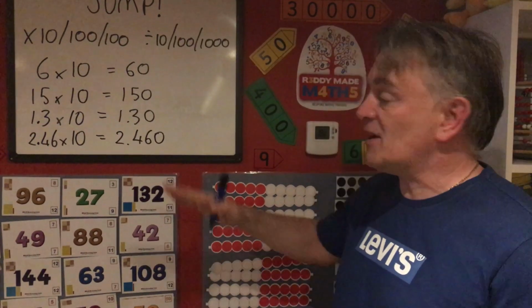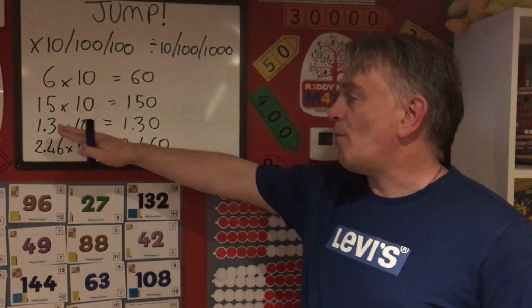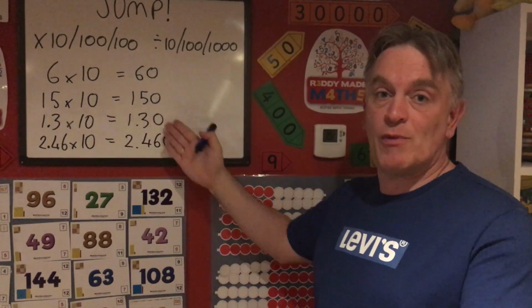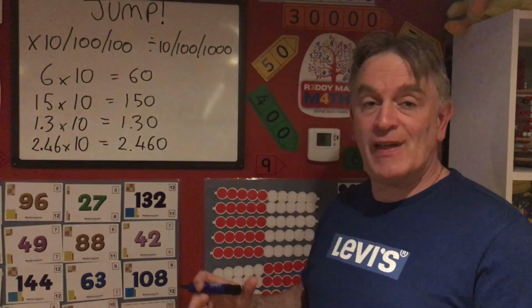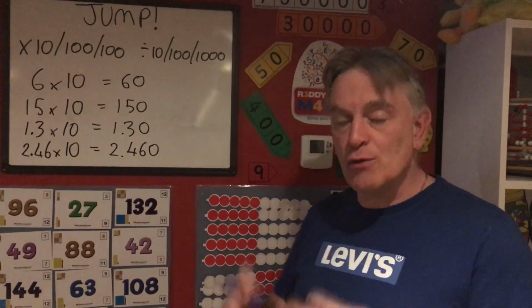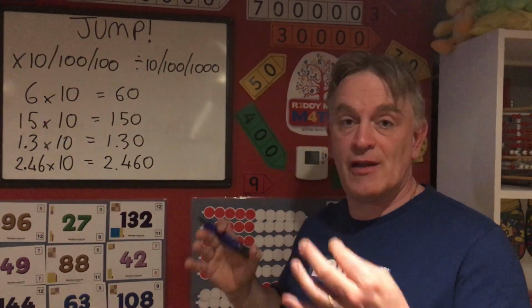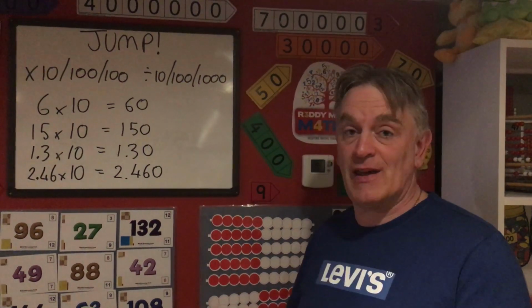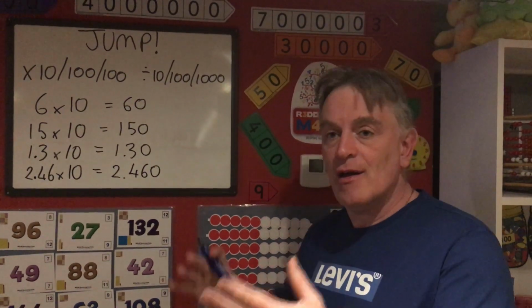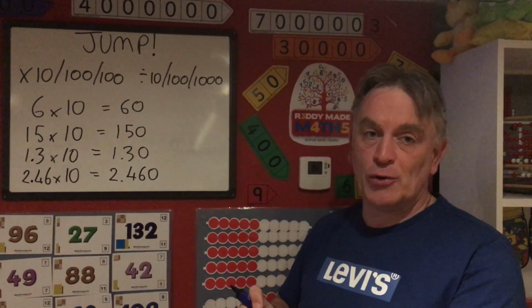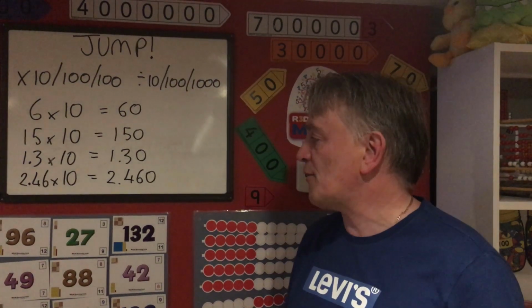We followed that rule, and actually the answers are now wrong. 1.3 multiplied by 10, we've now ended up with what we started with, and the same with the following one. So it definitely isn't add a 0. It looks like we add a 0 when we're looking at whole numbers, but actually we're not really adding a 0. We're making the number 10 times bigger, and the 0 is then used as a placeholder, which I'm going to show you in a few seconds.